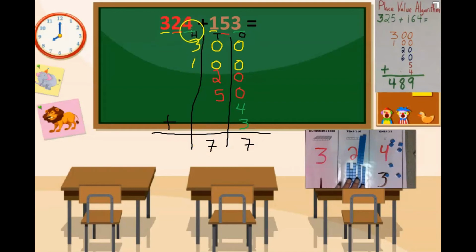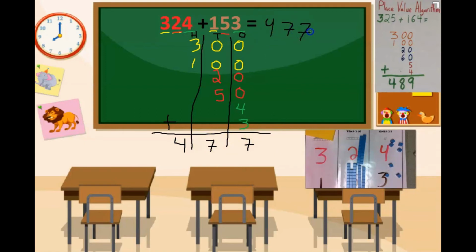And finally, let's go to the hundreds. How many hundreds do we have? We have 300 blocks. We have 3 of these, and we have 1. So that is 3 plus 1, or 300 plus 100 is 400. So our answer is 477.